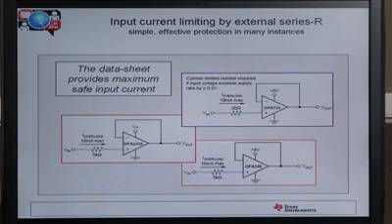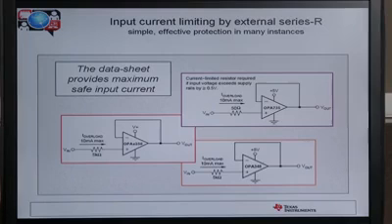The data sheet often provides guidance in terms of the maximum input current. As we saw for the OPA322, that was 10 milliamperes. Some operational amplifiers have a value of 5 milliamps or a different value. A simple resistor in series with the input can provide a very simple, effective protection against an input EOS.